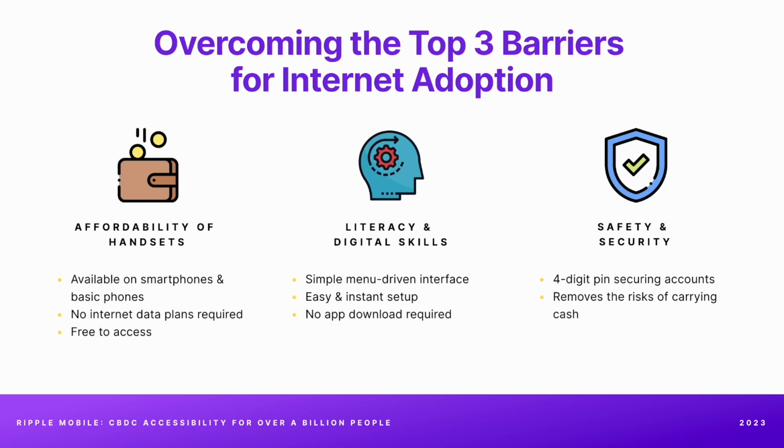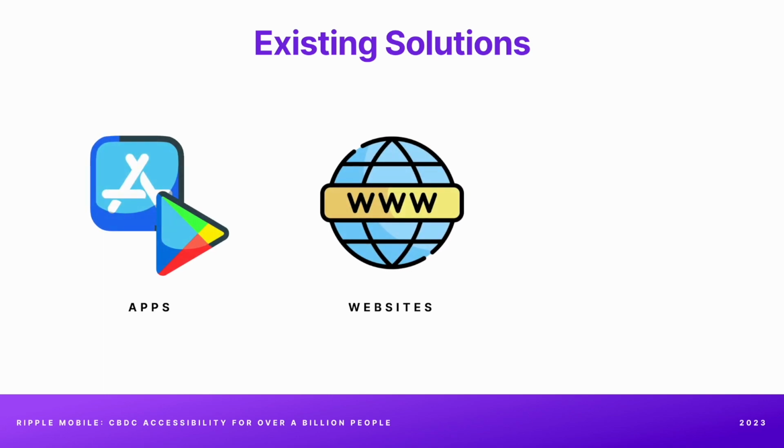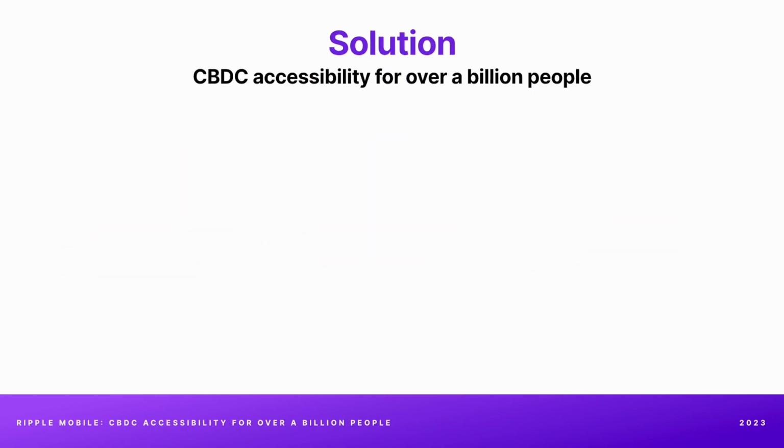It is also safe and secure by our accounts being secured with a 4-digit PIN, and it also removes the risk of carrying cash. Most existing CBDC solutions are apps or websites that are accessed via smartphones, tablets, or desktops, but these solutions are inaccessible to billions of people worldwide. Ripple Mobile provides CBDC accessibility for over a billion people.